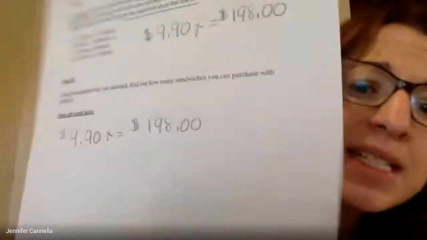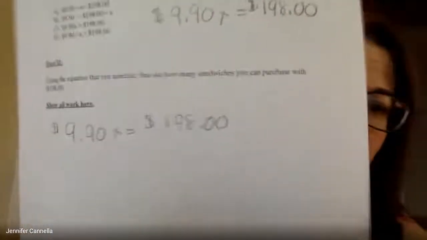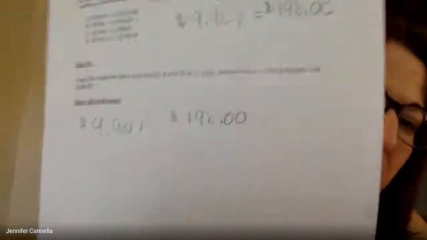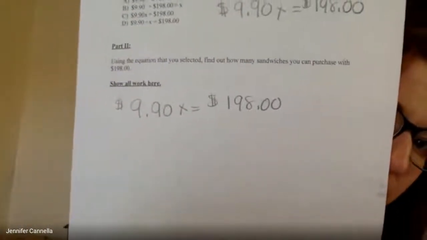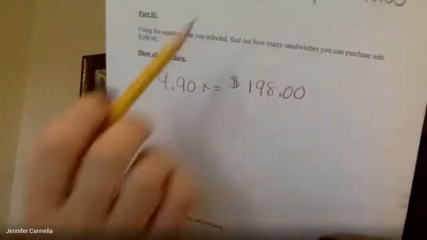Now, we're going to use the equation that we just came up with, which was answer choice C, $9.90 X is equal to $198. And we got to figure out how many sandwiches we can purchase with $198. So who remembers the method we're going to use to solve this equation? Division. Right, division is the operation, but what's the method with the line? What do we call that? Wall method. Good job.